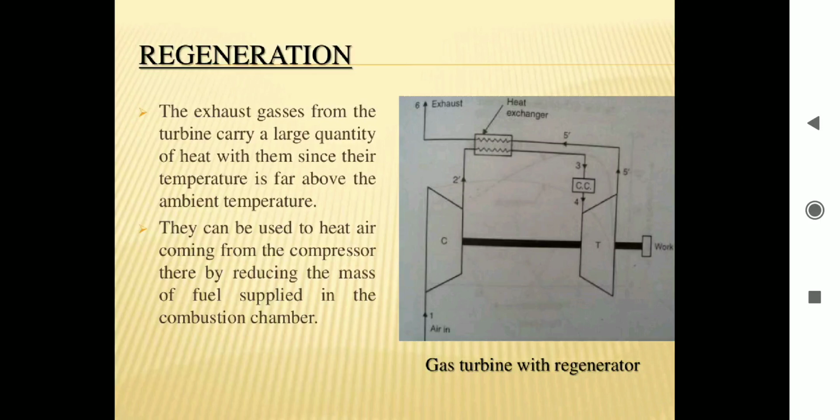In regeneration, as in the figure, from point 5 to 6, the exhaust gases from the turbine carry heat. We are using this heat in the heat exchanger to heat the inlet air which enters the combustion chamber. So due to this, what will happen? The entering air will be hot. That's why it will require less fuel, right? We can use the heat coming from the turbine exhaust, thereby reducing the mass of fuel supplied in the combustion chamber. So it's a method of improving efficiency. That's regeneration.